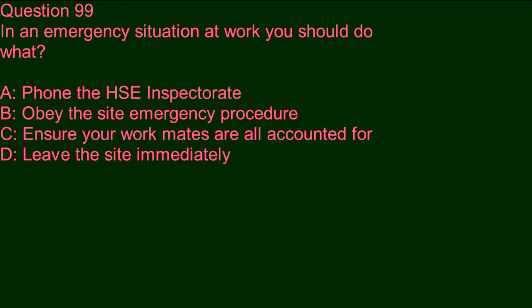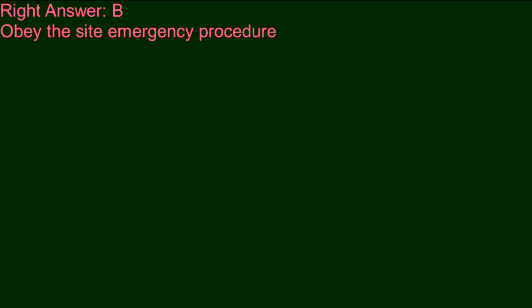Question 99. In an emergency situation at work you should do what? A. Phone the HSE inspectorate. B. Obey the site emergency procedure. C. Ensure your workmates are all accounted for. D. Leave the site immediately. Right answer, B. Obey the site emergency procedure.